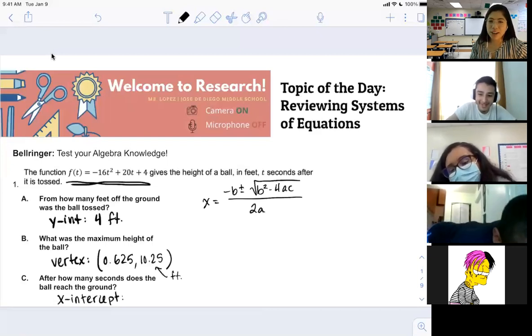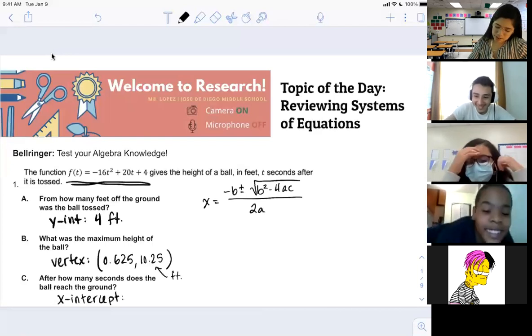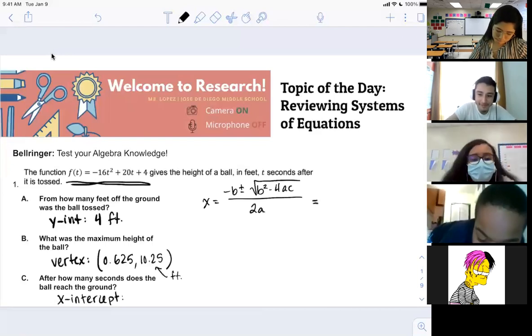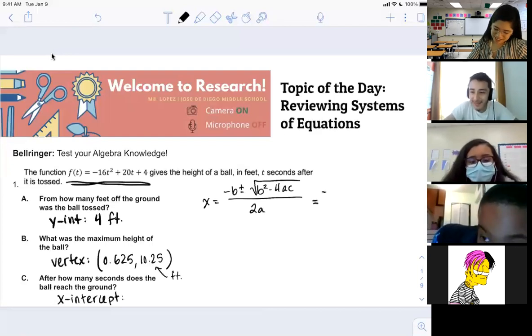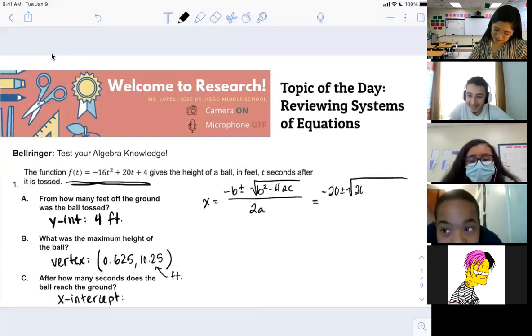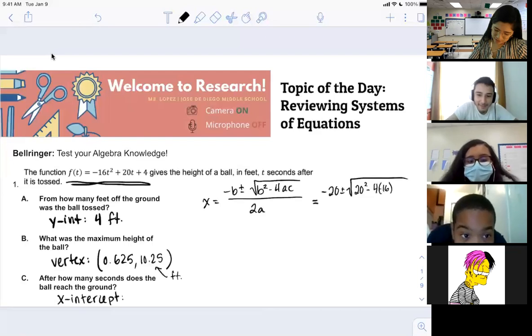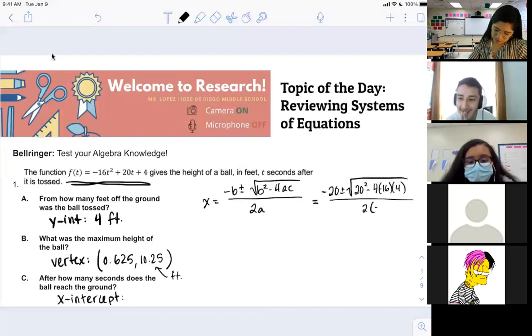I'm going to use the quadratic formula. The quadratic formula is how we find the x-intercepts. So let's do it. What do I plug in? Negative 20 plus or minus the square root of 20 squared minus 4 times negative 16 times 4, all over 2 times negative 16.